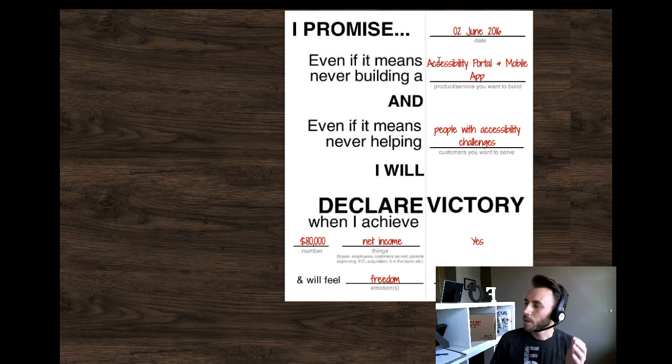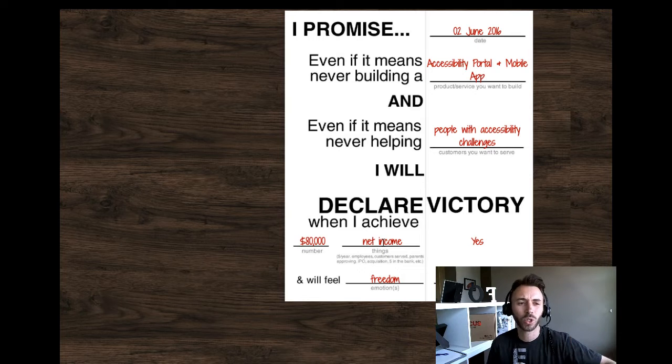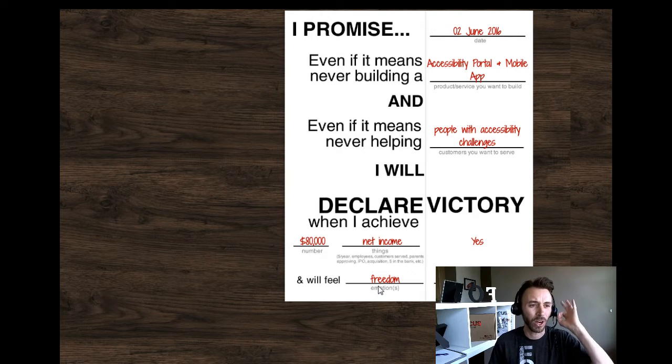Okay, so this person wants an accessibility portal and mobile app. They want to help people with accessibility challenges and $80,000 in net income. I love it. Fantastic. Great job. The only question I have here is, is this net income per year? So is it annual net income? But I love it. Super, super measurable, very oriented, and it totally makes sense that this would give you freedom. Great job. You're absolutely on the right track.